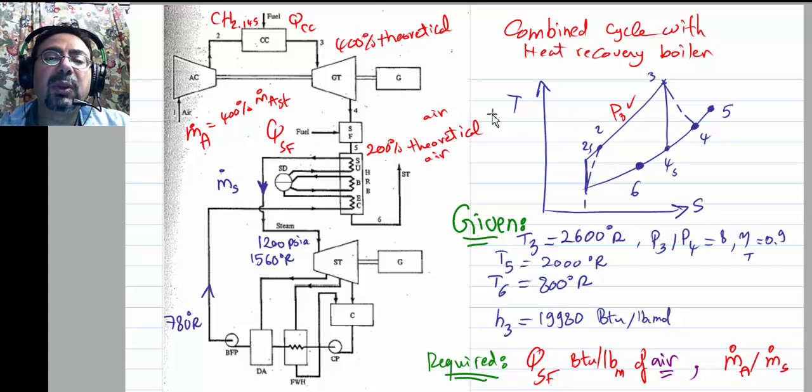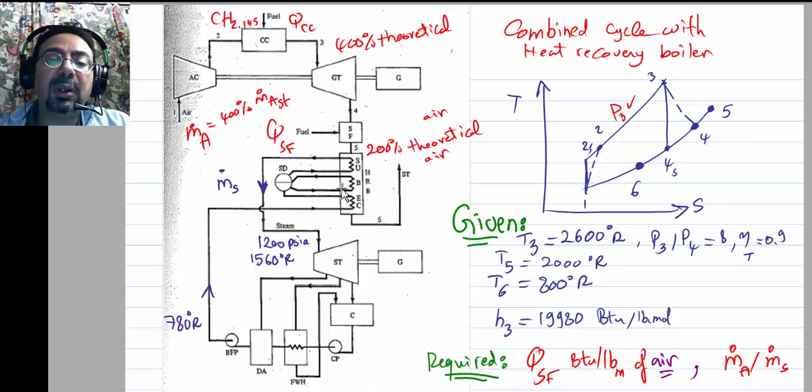He doesn't want to throw it away. So what do we do? We send the 4 into a steam power plant, a Rankine cycle, and you can see it has two feed water heaters over here, one closed and one open. That steam power plant has a boiler. That boiler takes the liquid at 780 and 1200 psi and turns it into steam at the same pressure but at 1560 Rankine.